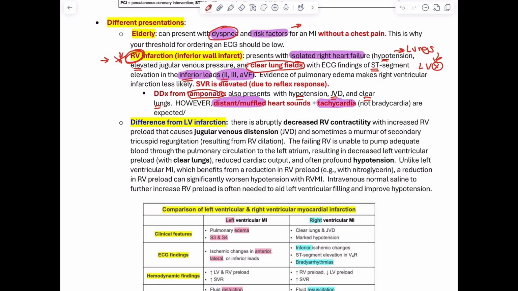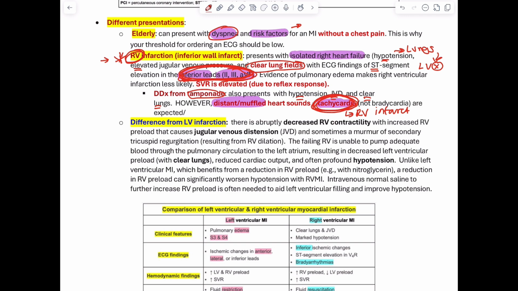This is high yield because RV infarct has bradycardia, because the RCA, which is supplied by basically this right here, supports the SA and AV node. So when there's an infarct here, we're losing perfusion to the SA and AV node, and you get bradycardia.